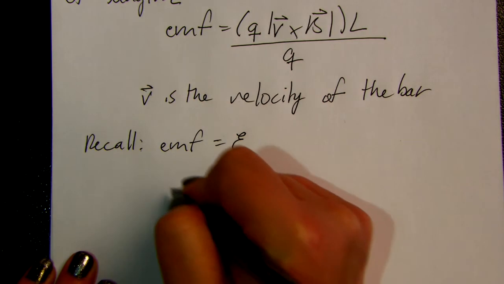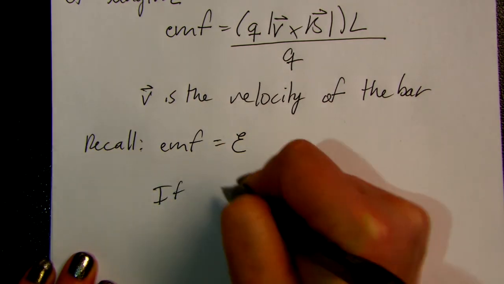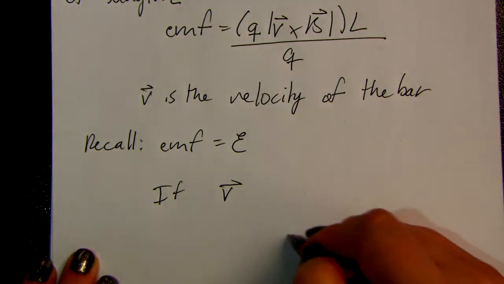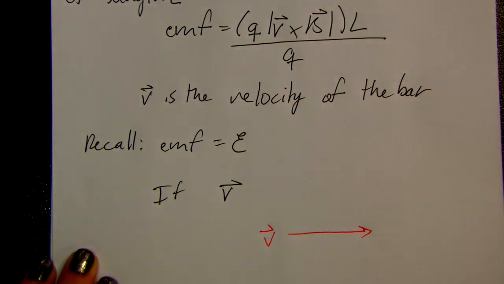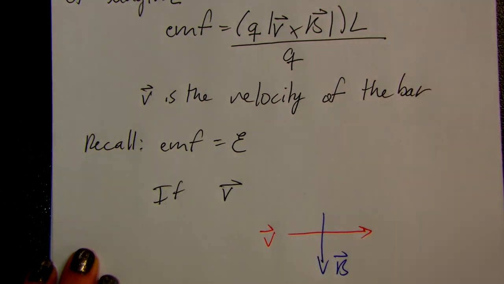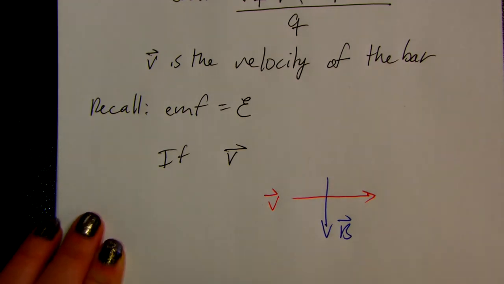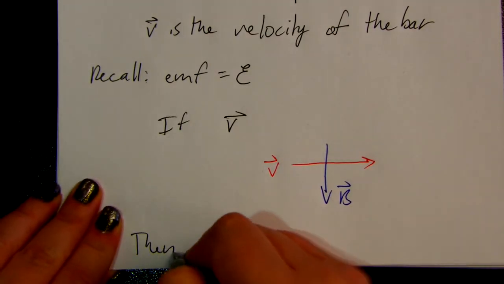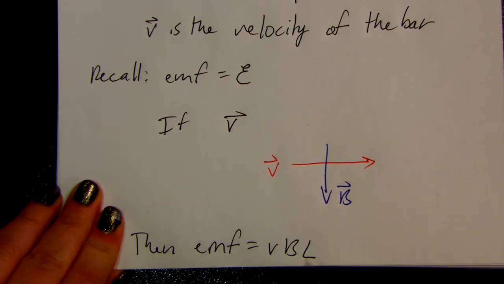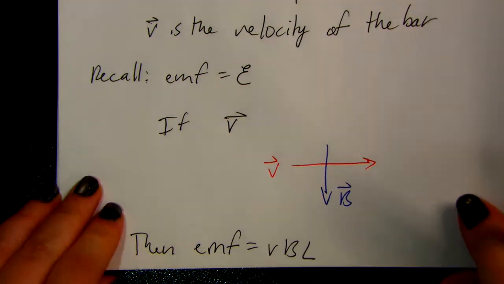So end that recall. If the velocity is perpendicular, so let's use red for velocity, to our magnetic field, so let's say the magnetic field here is pointing down, so we've got velocity perpendicular to B, then EMF is equal to VBL. All right, so that brings us to where we left off in Chapter 20.